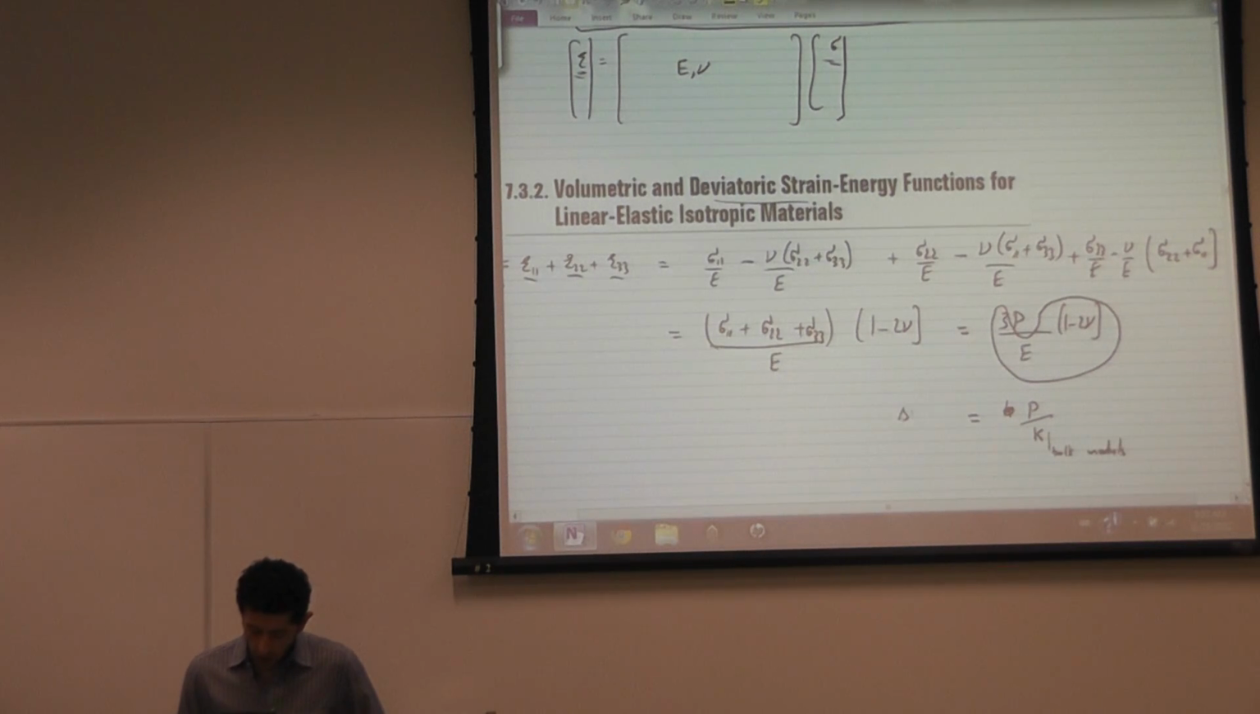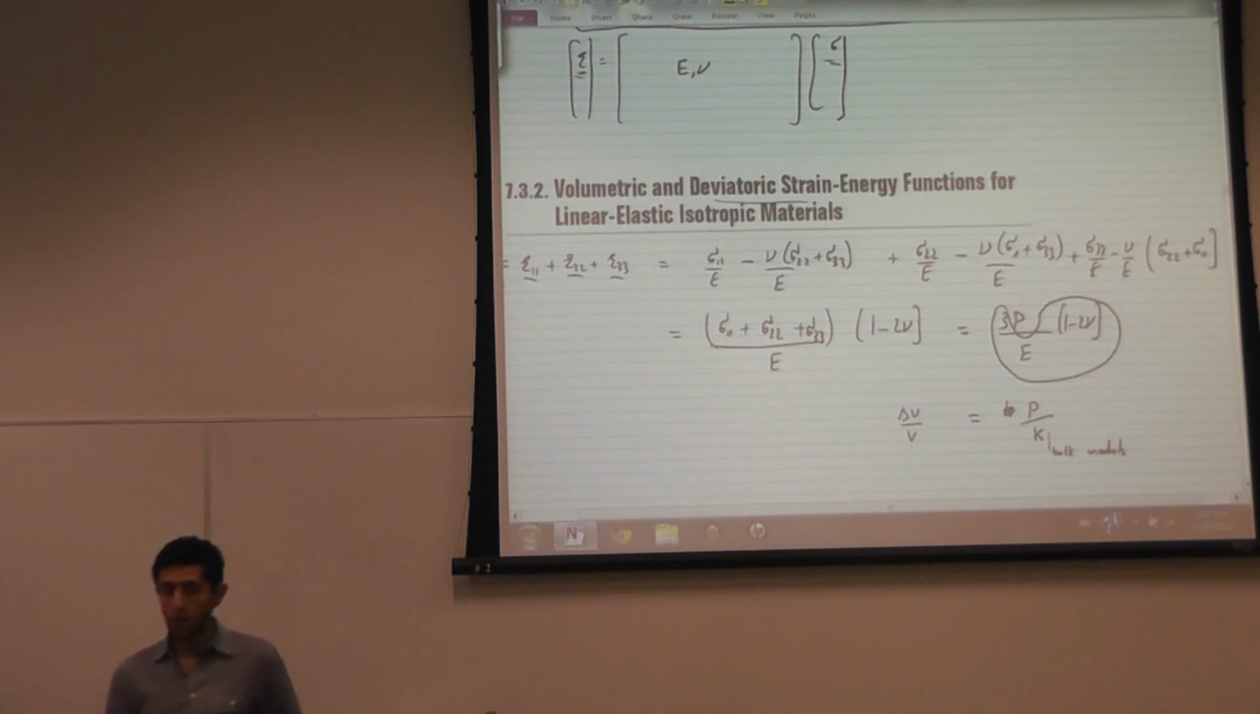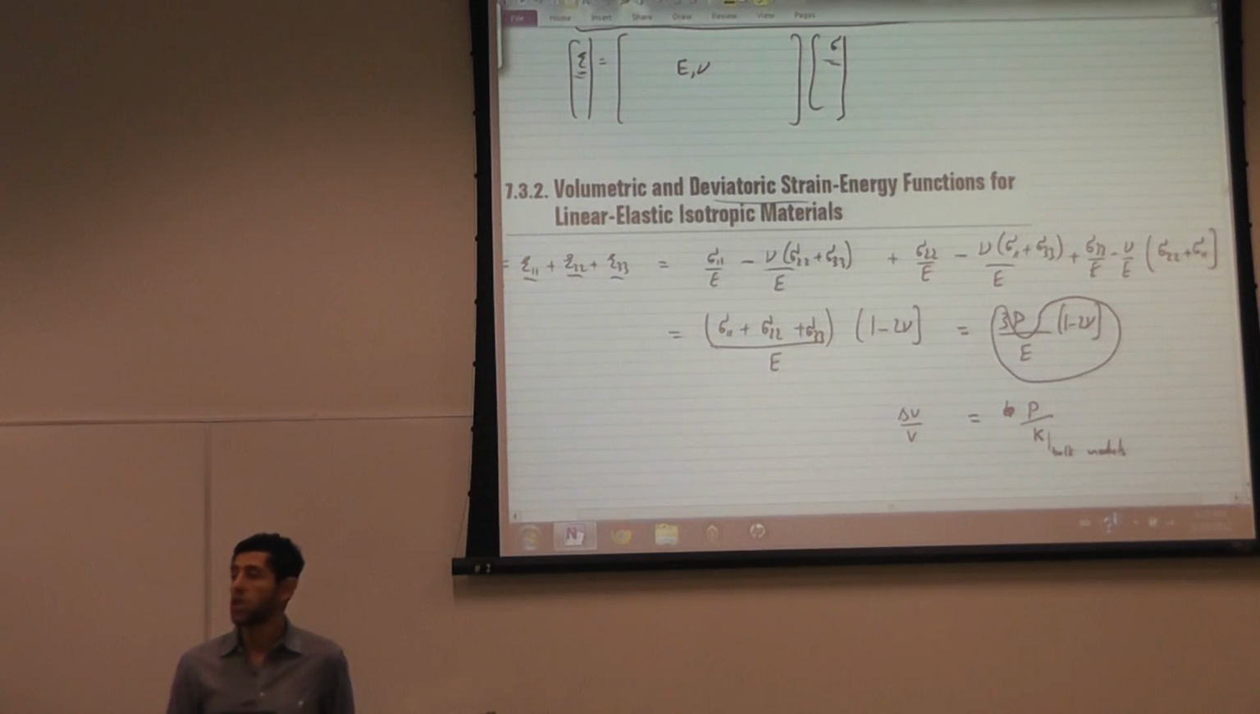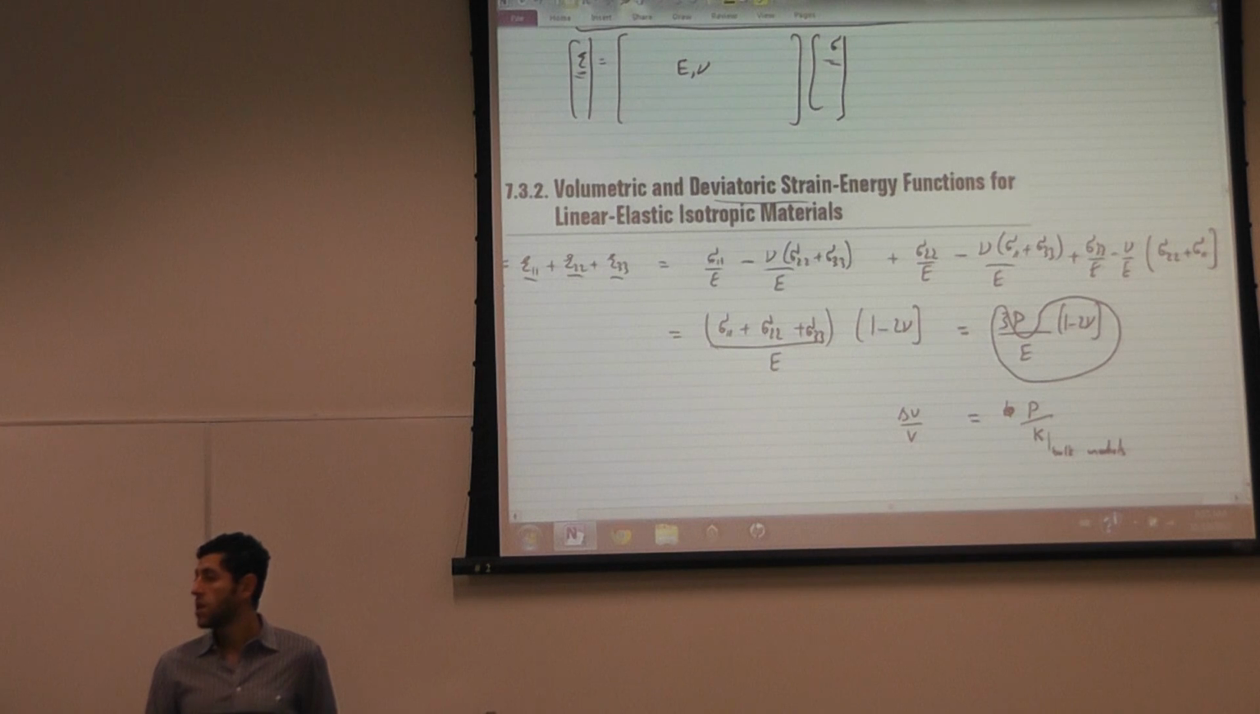So the volumetric strain is equal to P over K. If P is 0, the volumetric strain is 0. And if P is not 0, then I have volumetric strain.